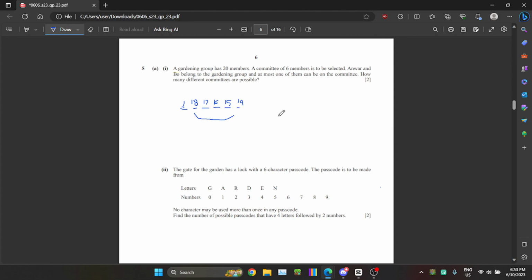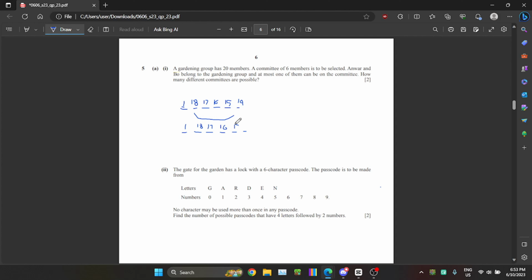Alright? And then we're going to do a second line here. So 1, 2, 3, 4, 5, 6. This time, Bo is going to be here. So it's going to be one option here. And the remaining can be anyone else except Anwar. So there's 18 possible choices. So this is going to be exactly the same.